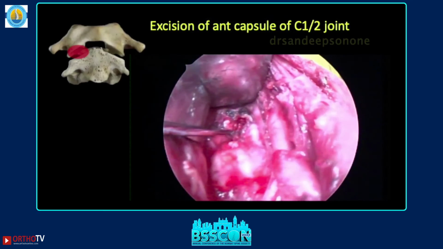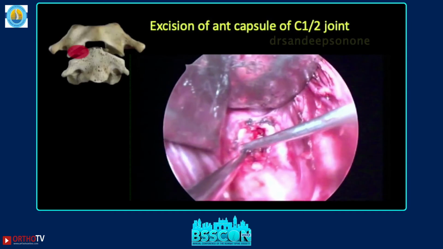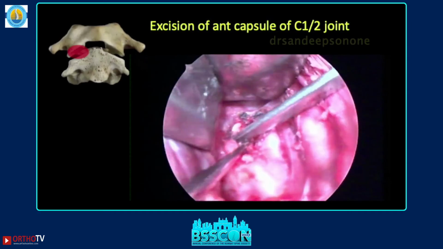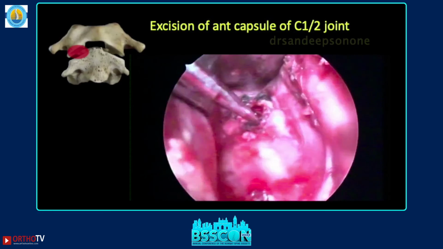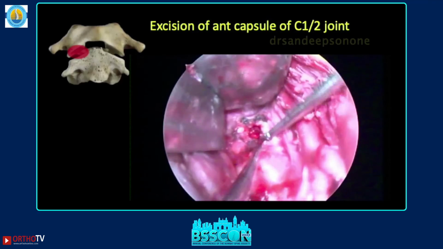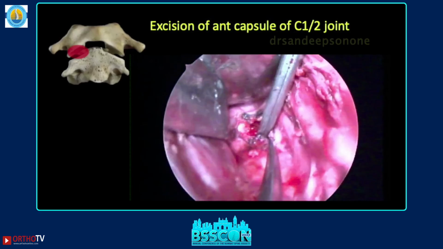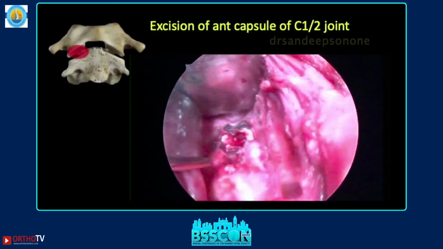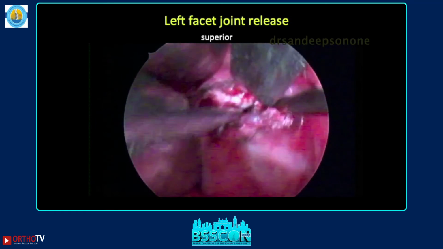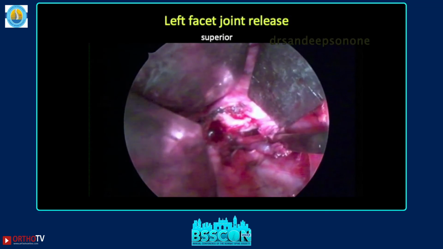The sequence is the incision in the anterior aspect of the joint, removing all the osteophytes, the soft tissues, the cartilage disc which lies between the C1 C2 facet joint. The lateral margin of the C1 C2 facet joint, or the capsule, is kept intact, which is the sequence all throughout the procedure. So that's the left facet joint which has been released.